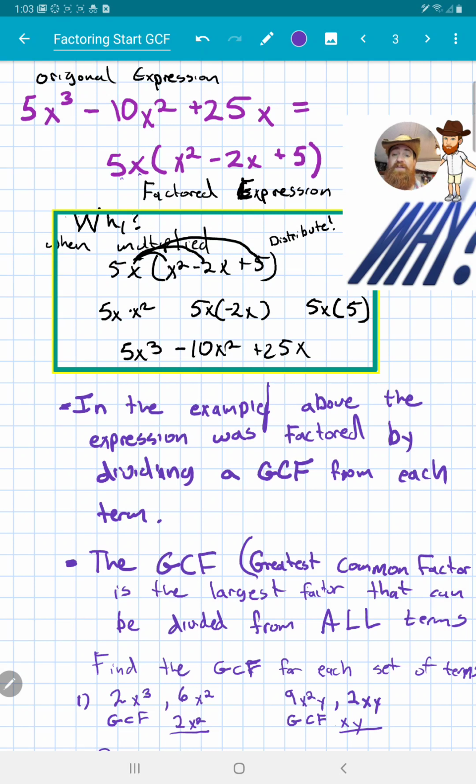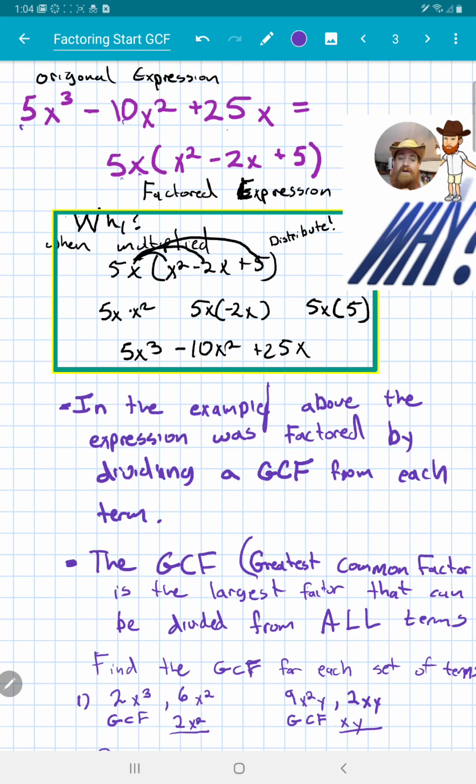And the reason why that's the GCF is because that is the largest thing I can divide out of each one of the other terms. I can divide 5 from 5, I can divide 5 from 10, I can divide 5 from 25, and all the terms also contain an x. So 5x is the largest thing I can divide out of each term. Okay, it's the largest factor of each term.